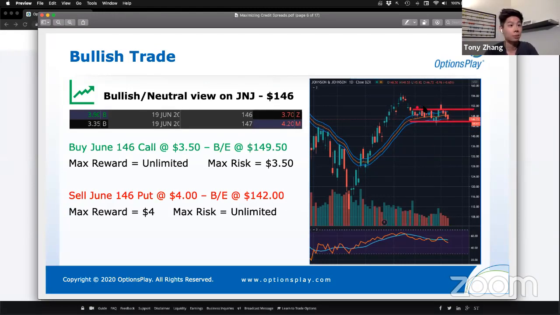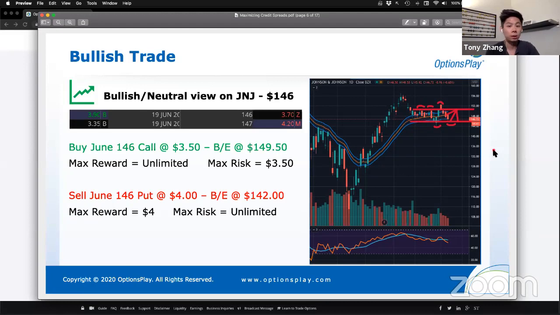Every time it reaches the top, it sells off. Every time it reaches the bottom, it rallies, and we're near the bottom of the range here. So what I'm expecting is that Johnson & Johnson is going to rally back towards the top of that range. I want to show you some strategies as to how to go about playing that.